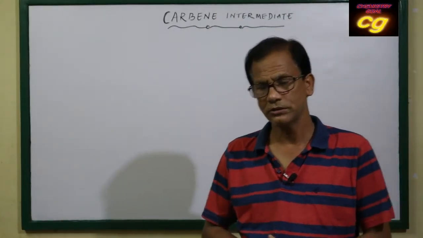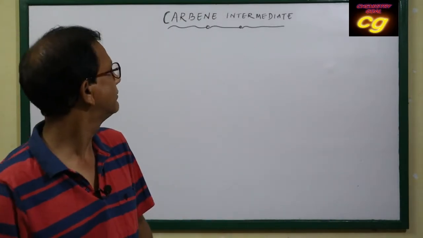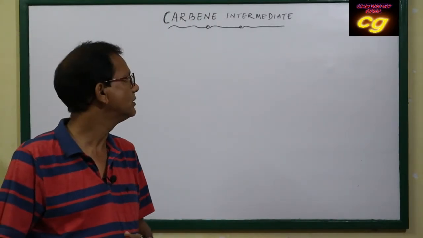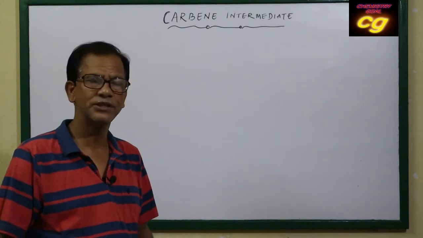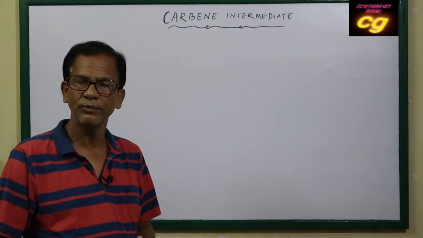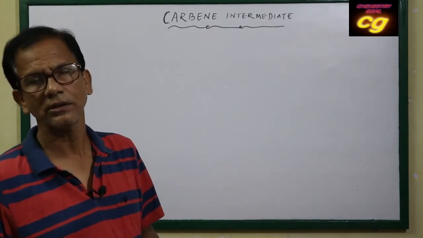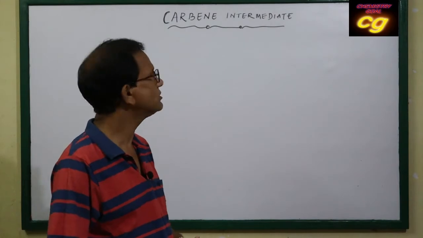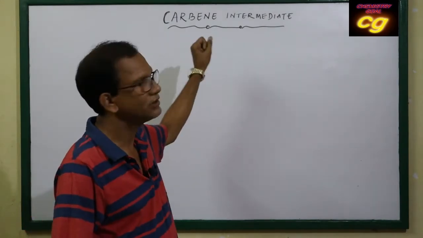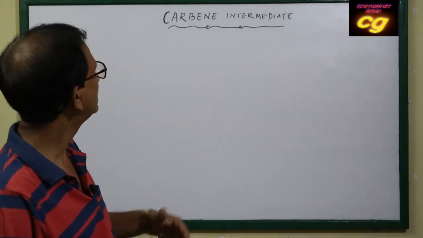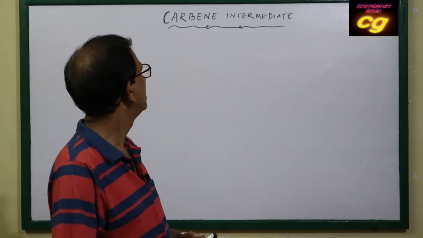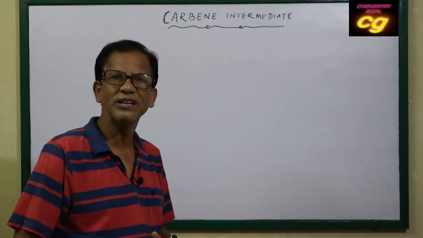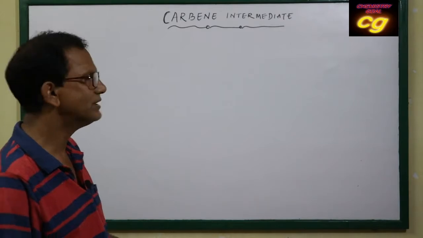Now we are going to discuss a very important intermediate, that is carbene. Already we have discussed in our last videos different types of intermediates such as carbocation, carbanion, free radicals, and benzyne intermediates. So today we will discuss the important intermediate, that is carbene. It is also derived from carbon. These types of intermediates are short-lived intermediates.